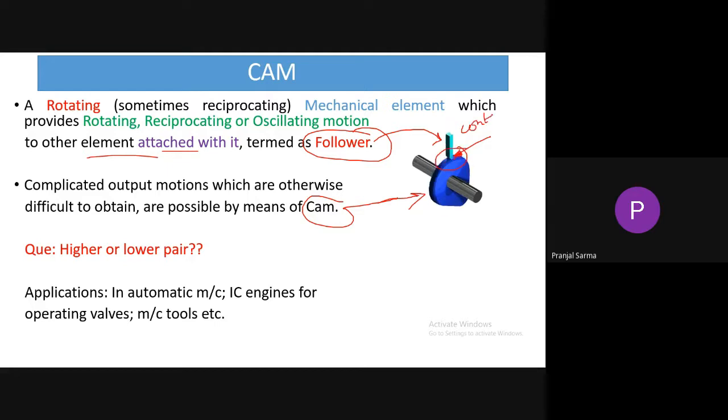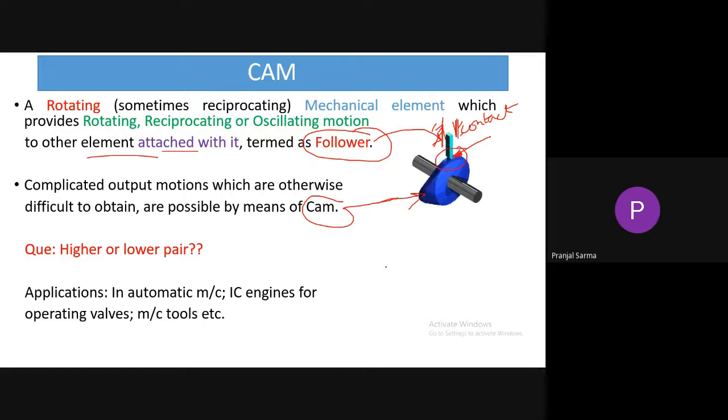In an actual case there will be another element that provides a guide for the movement of this follower. Sometimes we can provide the guide; as you have already studied about different types of constrained motion, depending on the type of constraint, some constraint will be applied so that the follower gets the proper motion that is required.